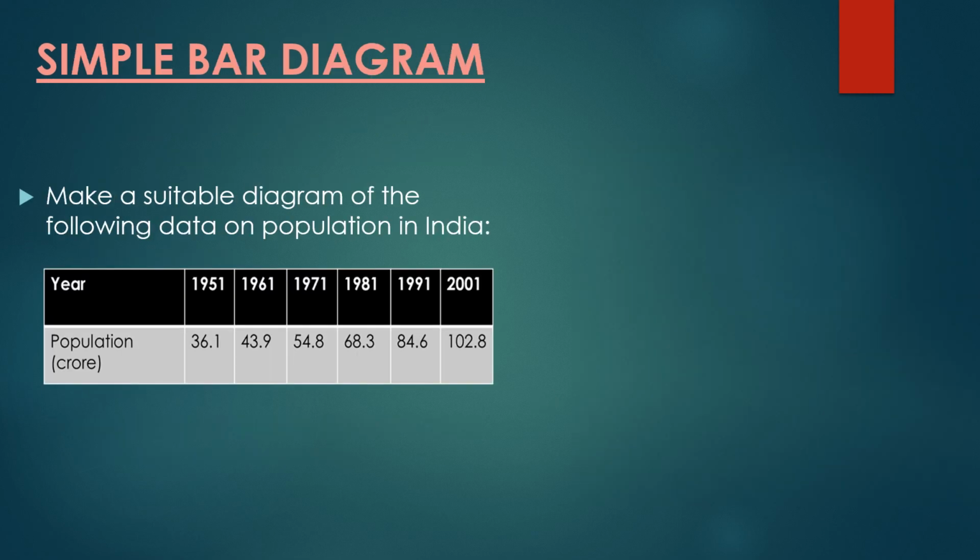Let us now understand the simple bar diagram by taking an example. Here the question says: make a suitable diagram of the following data on population in India. We have the data for the years 1951 to 2001, and the population in crore is mentioned. So how are we going to present this data, given in tabular form? We are going to present it in the form of a bar diagram.